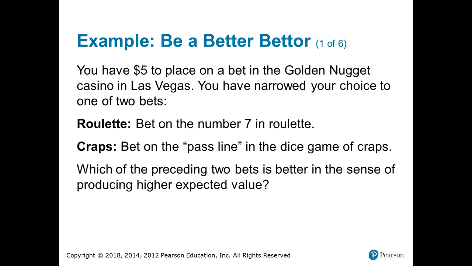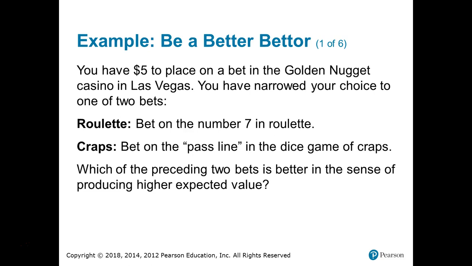Be a better, kind of a funny play on words. You have $5 to place on a bet in the casino in Las Vegas, and you have narrowed your choice down to one of two bets. You can either bet on number 7 in roulette, or you can bet on the pass line in the dice game of craps. Craps is probably my favorite game, but that's not really relevant to the class.